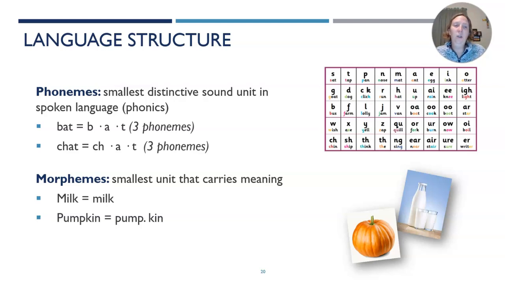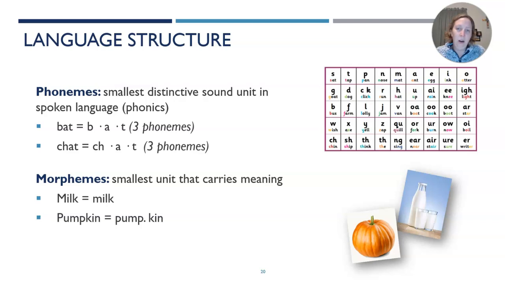Of course, we know that you need to learn letters, how to draw them, what sounds they make, and things like that. But those basic parts of our language are phonemes and morphemes. Phonemes are the smallest distinctive sound unit in a spoken language. In other words, you might have called this when you were little phonics. So, for example, in the word bat, b-a-t, that's three phonemes because each letter makes its own sound. But then in chat, it goes ch-a-t, also three phonemes, but the C and the H blend to make a different sound. So it's not necessarily letter by letter, it's sound chunk by sound chunk.